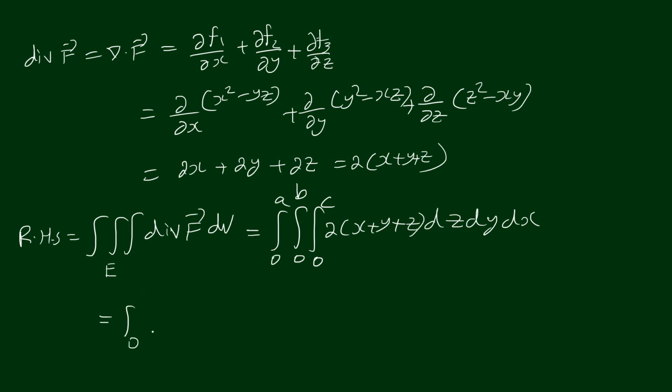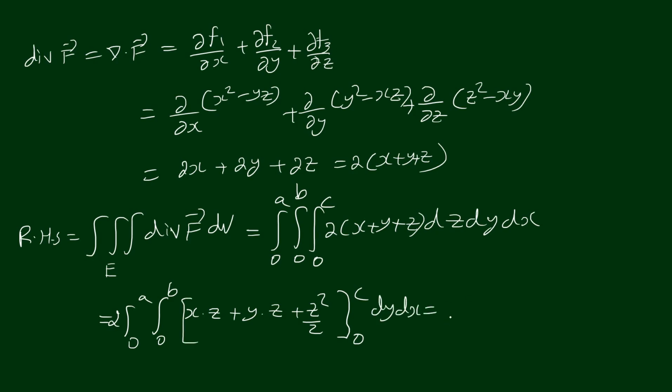Now first we will integrate with respect to z. So take the constant 2 outside. Integral of x with respect to z is x into z. Integral of y is also y into z. Integral of z is z square by 2, from the limit 0 to c, dy dx. Put the upper limit and lower limit. So 2 into integral from 0 to a, integral from 0 to b. Upper limit is z, so we'll get x into c plus y into c plus c square by 2. If you put the lower limit, everything will become 0, so no need to write it again.